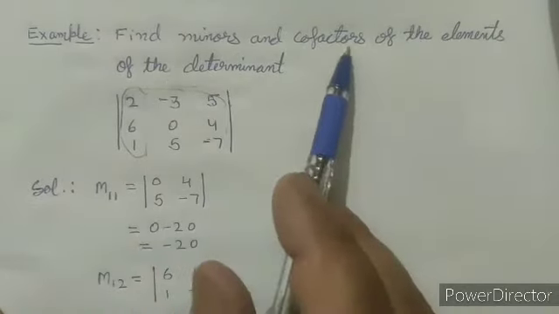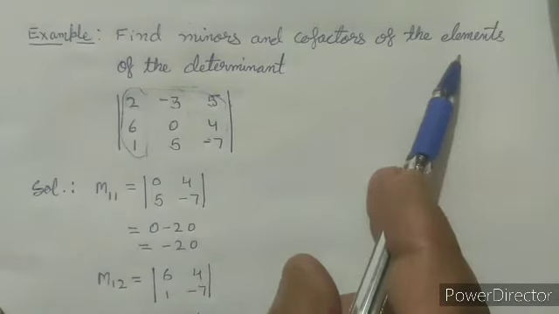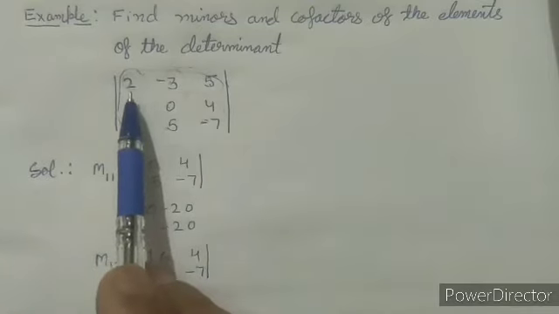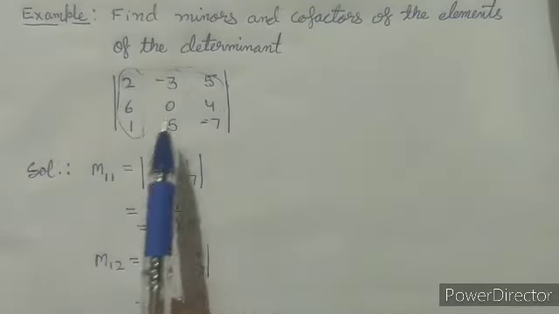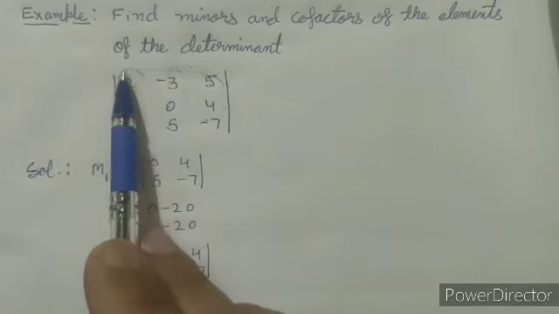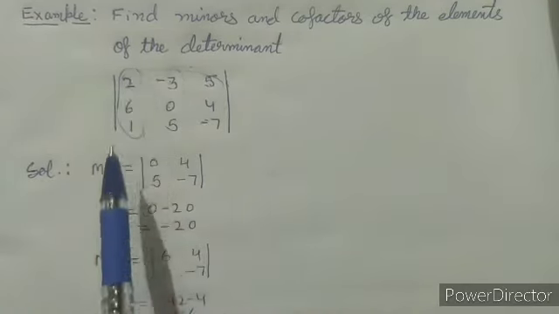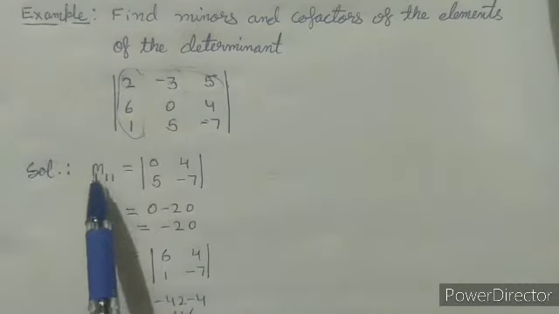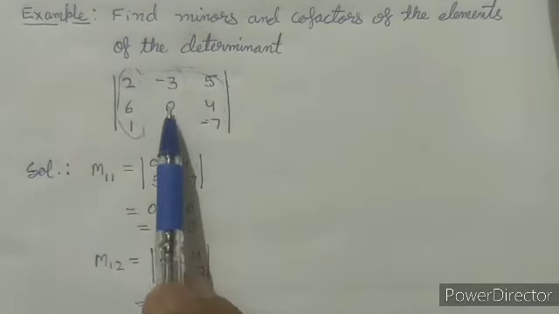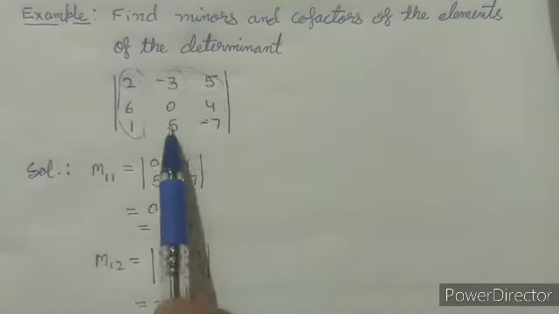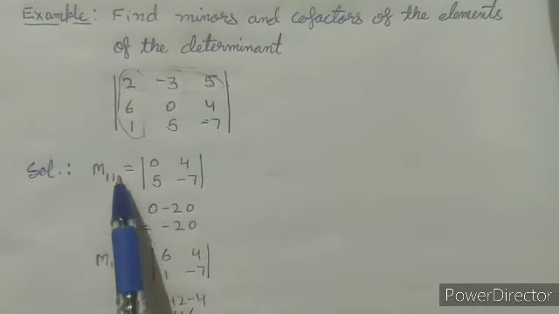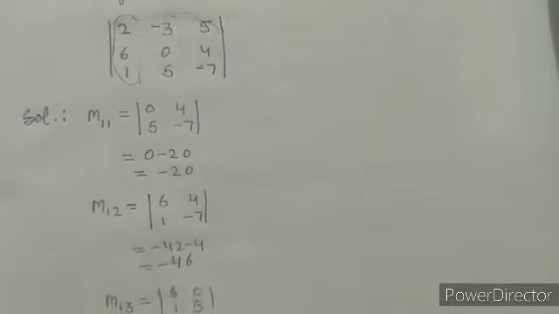Find the minors and cofactors of the elements of the determinant. Now we have to find the minor and cofactors of the elements of this determinant. Now first of all, minor of 2. Now 2 is of row 1 and column 1. That means its minor will be M11. Now on eliminating its row and column, we will get a determinant of 0, 4, 5, minus 7. And this will give us minus 20. So M11 is equal to minus 20.